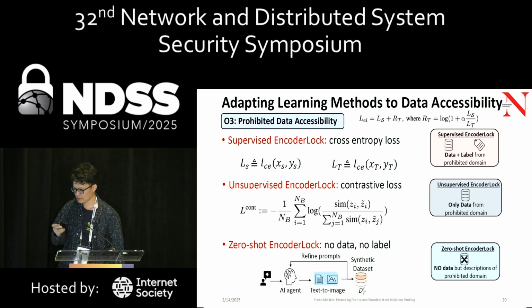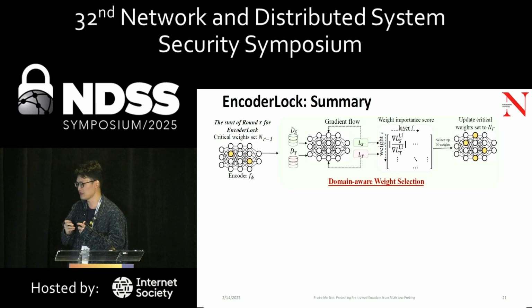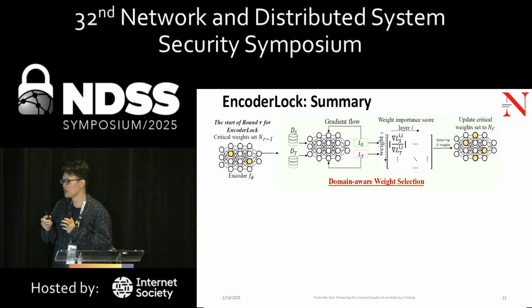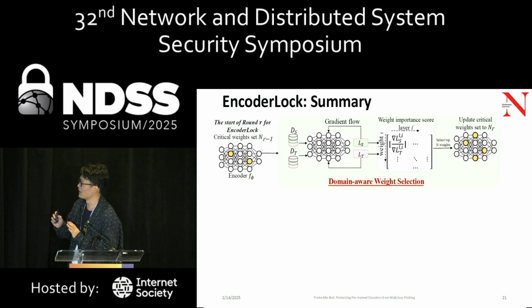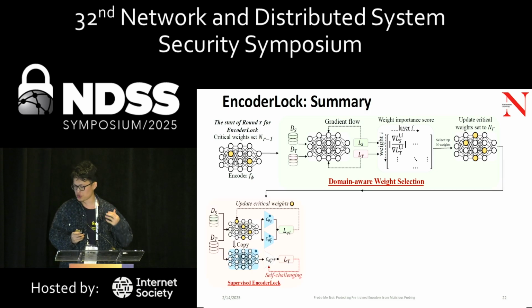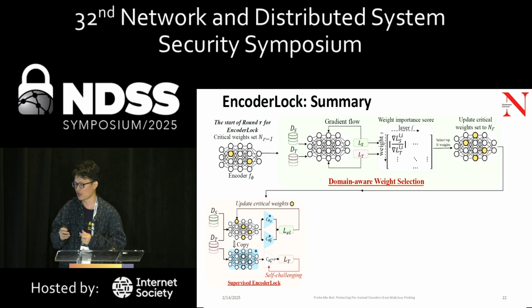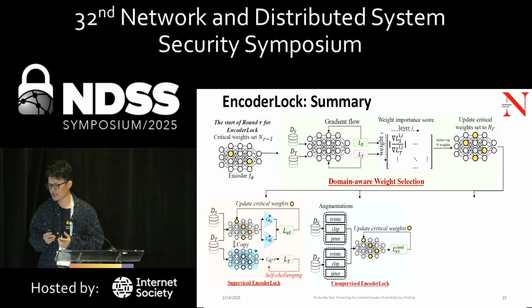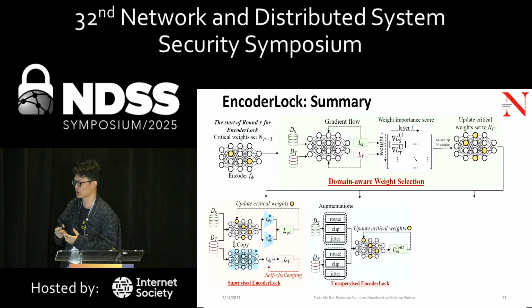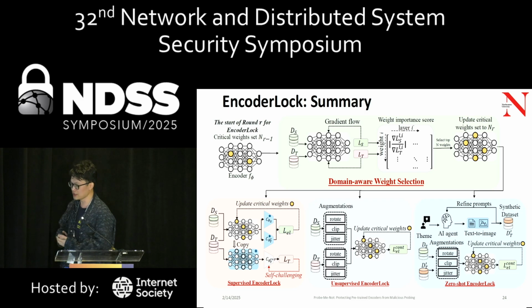Okay, I didn't put the algorithm here, but you can find all the algorithms in our paper. Putting everything together, we propose domain-aware weight search algorithms that use the weight importance to select those important weights. And we have this self-challenge method to protect the robustness of our pre-trained encoder. And we have 3 different levels for it: the supervised, unsupervised for when we do not have any labels, and zero-shot when we have nothing, we use an AI agent.